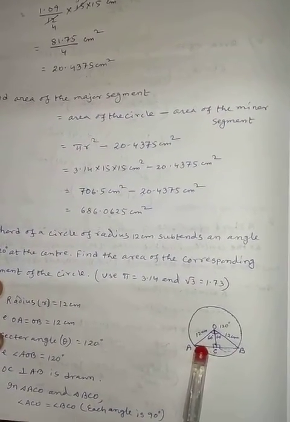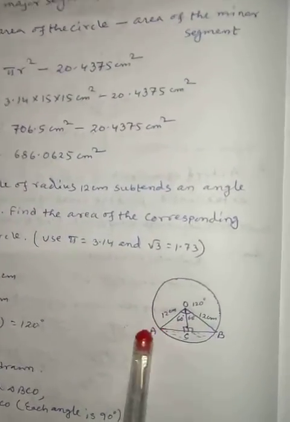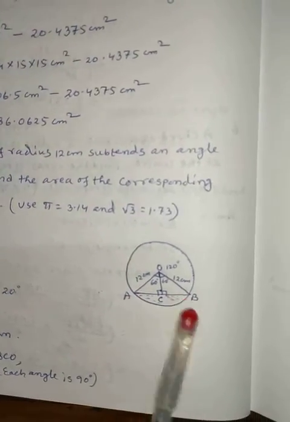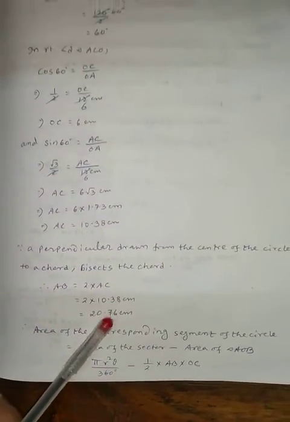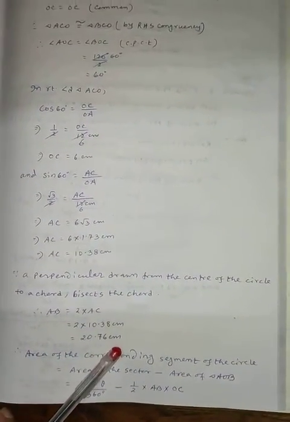Now AC measurement I found already. So AC double if I do, I'll be getting whole measurement AB. That I have done here. AB is equal to 2 into AC, 2 into 10.38, that is 20.76 centimeter.